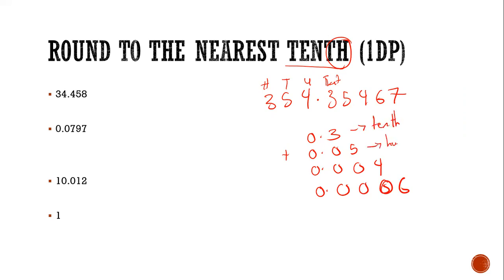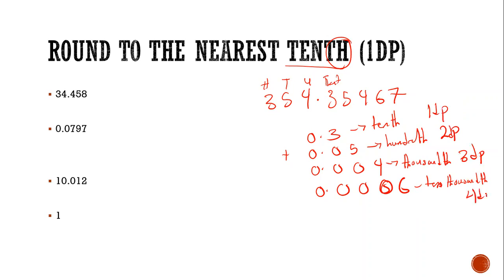The next one will be the hundredth. The next one will be the thousandth, so there's a TH after the word. The next one will be the ten thousandth. So the nearest tenth is 1 decimal place. The nearest hundredth is 2 decimal places. The nearest thousandth is 3 decimal places, and so on. The nearest ten thousandth is 4 decimal places.